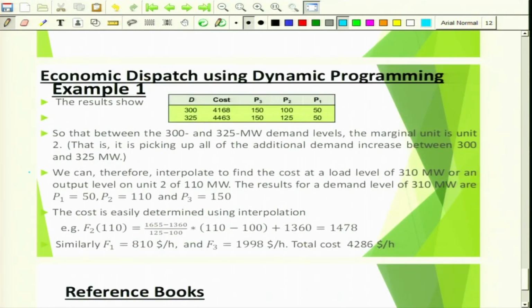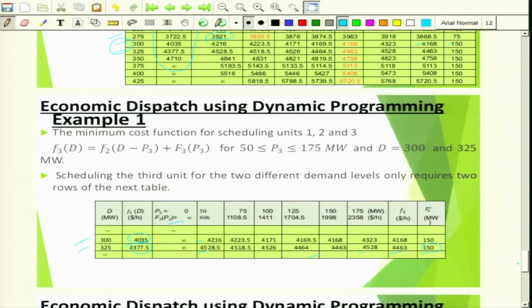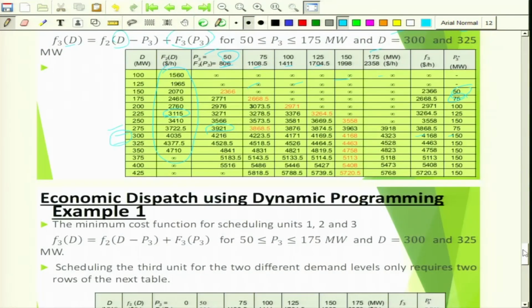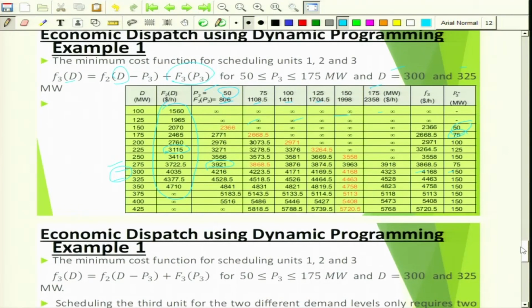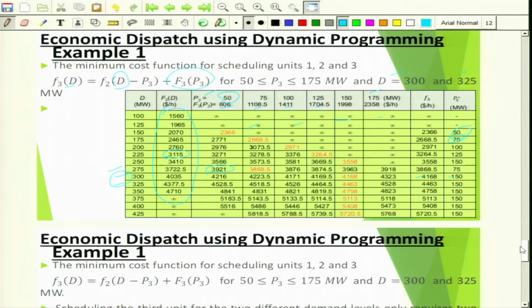Now you see here, finally you get the list for 300 megawatt of load demand. The cost associated is 4168, right, and the combination is P3 is 150 megawatt, because now you get for 300 megawatt of generation from the previous table, what is the best generation? 150 megawatt, and you should check if you subtract 150 from 300, what is the remaining? You get 150 megawatt. So you should check for the best combination of generator 1 and 2 with respect to 150 megawatt of generation, right.